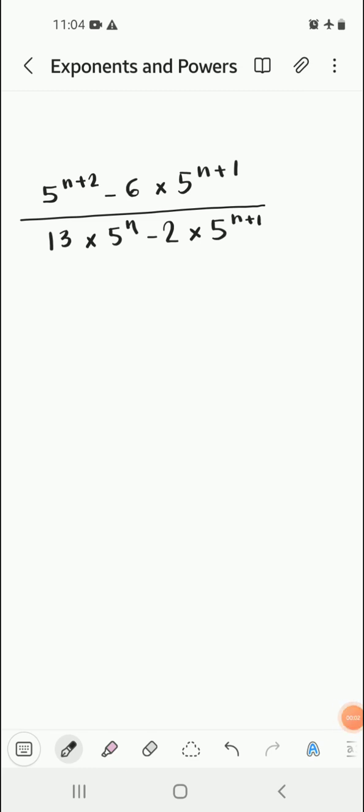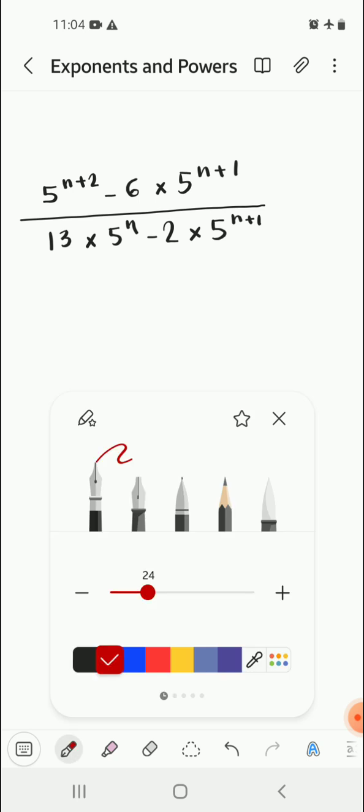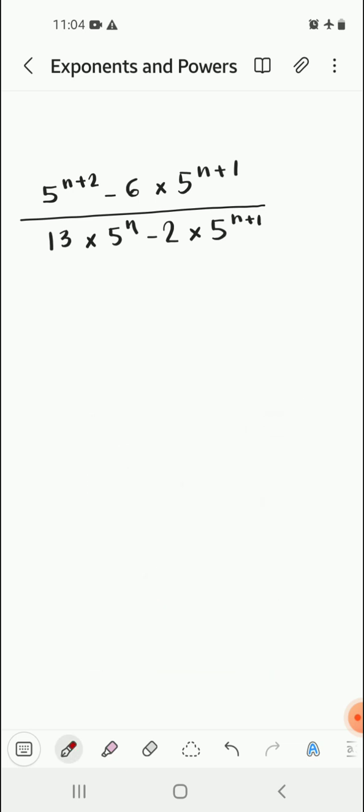Today we are going to discuss a sum from exponents and power. See, the question given to us is this. Now, first step is find the common factors in both numerator as well as denominator.